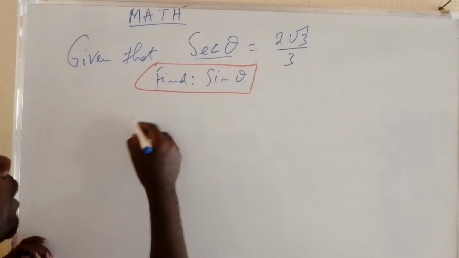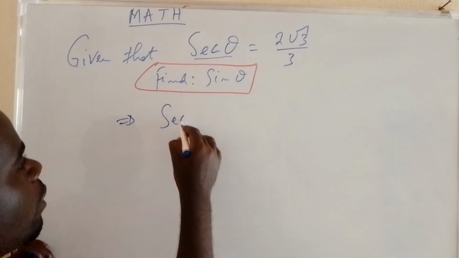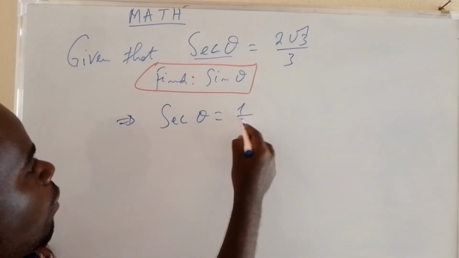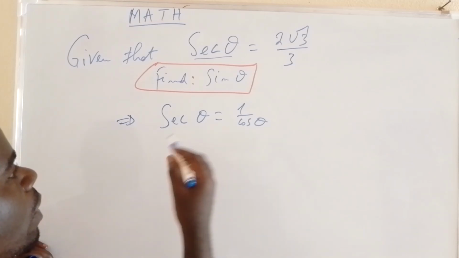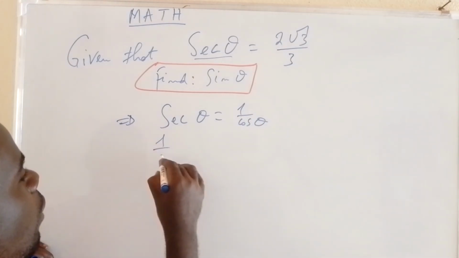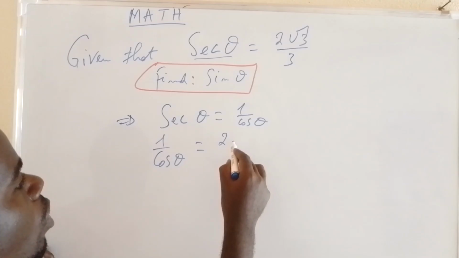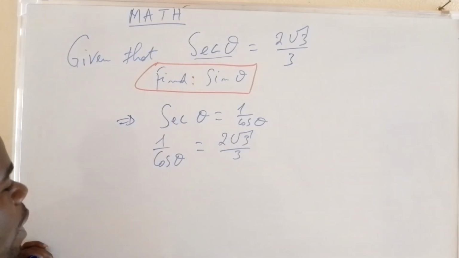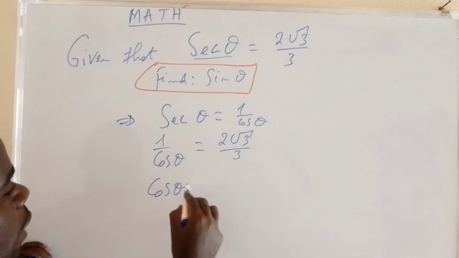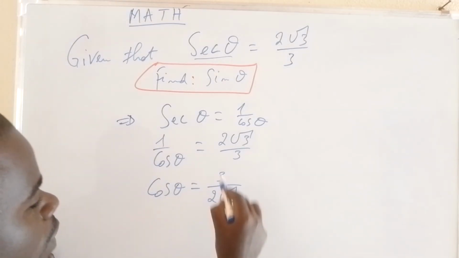Now we know that when I'm trying to solve this kind of expression, sec is normally given by 1 over cosine of an angle. So it means that 1 over cosine of theta is given by 2 root 3 over 3. Then by reciprocal, we can say that cosine of theta is equal to 3 over 2 root 3.